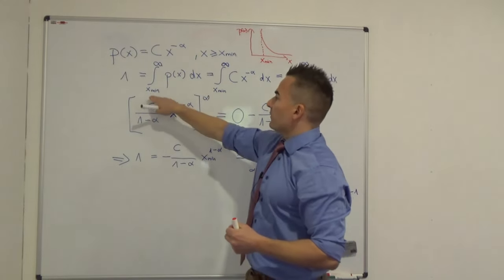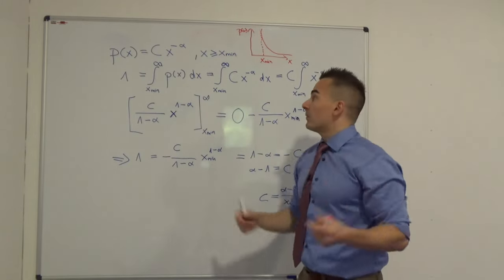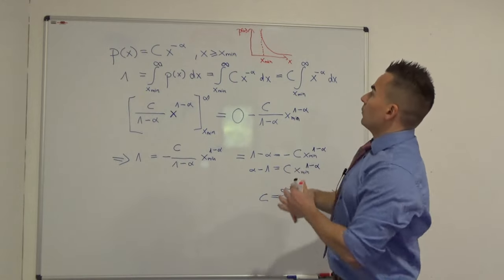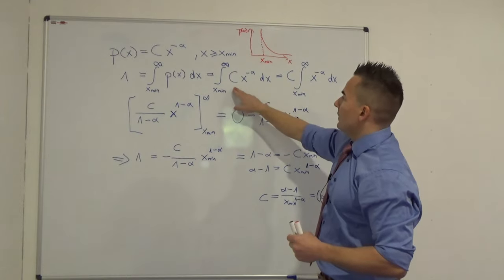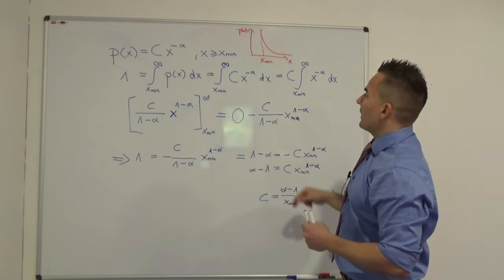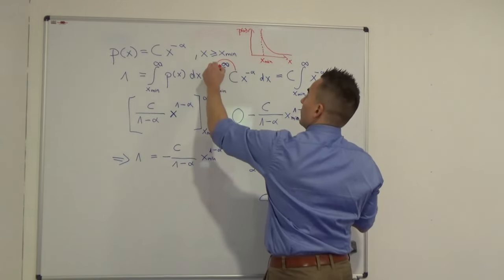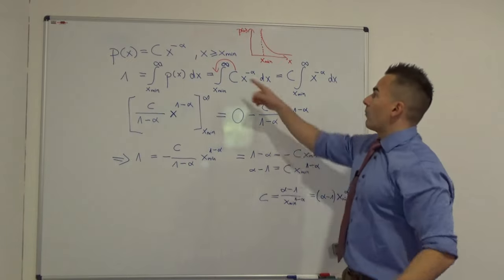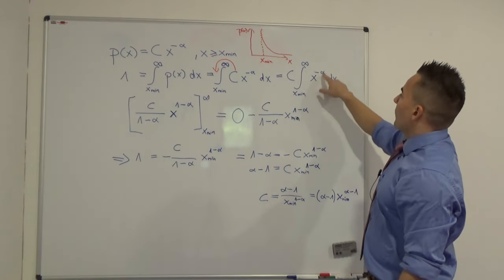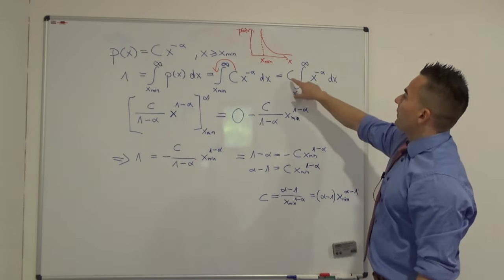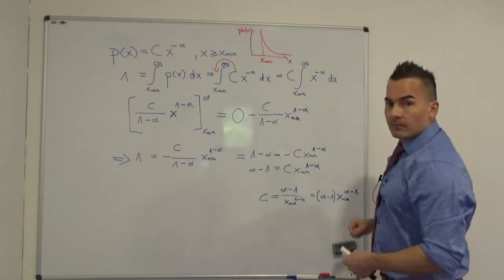So we take the integral from x minimum to infinity of the probability density function times dx, which is a simple integral. Then we put in what it is. We know that our probability density function is c times x to the power minus alpha times dx. And we know from high school that because c is a constant, we can move it in front of the integral operator. So we just have to take the integral of x to the power minus alpha times dx, and once we have solved this, we can just multiply the integral with c.